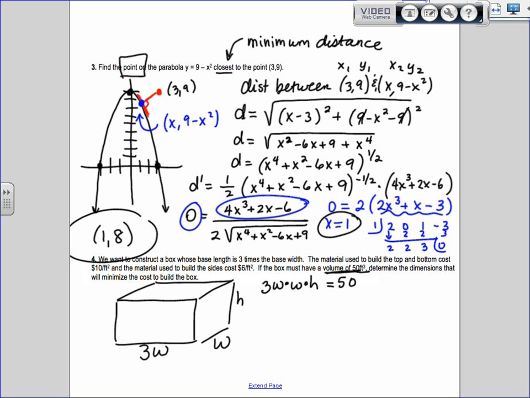That has nothing to do with the thing that I'm trying to minimize. It's just another equation that allows me to get everything in terms of one variable. So I have h is equal to 50 over 3w squared. Did you guys see how I got that? Just divide it over. So this height is really 50 over 3w squared, equals h.